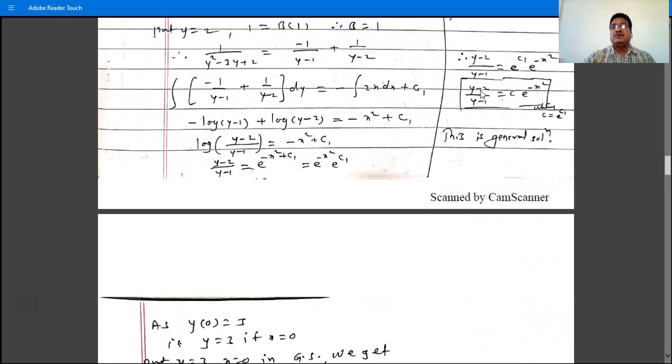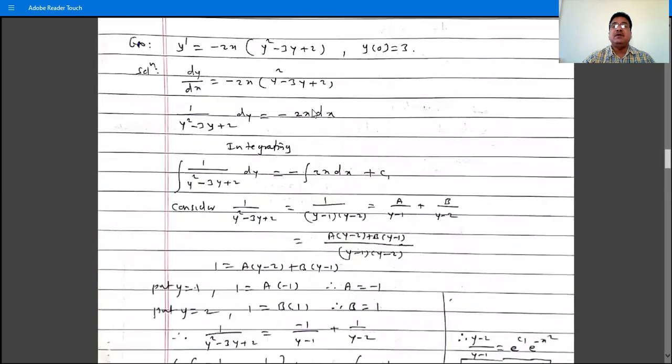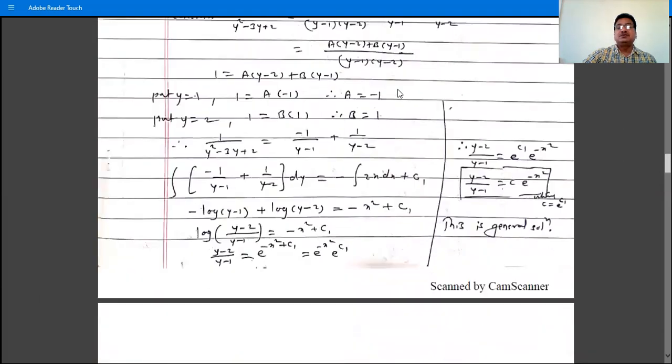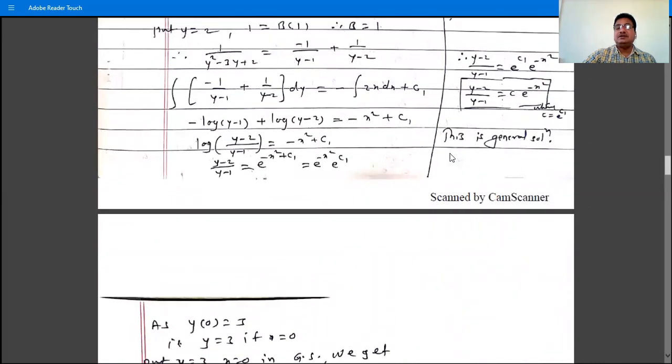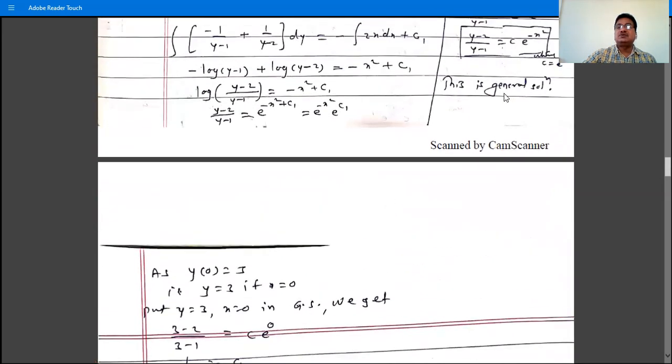So what we have? We have (y minus 2) divided by (y minus 1) is equal to c e raised to minus x square. And this is the general solution of the given differential equation. Now we have to find the particular solution. And what is given? The condition is y(0) is equal to 3. So what is the meaning of y(0) is equal to 3? It means y is 3 if x is 0. So put y is equal to 3 and x is equal to 0 in the general solution. What do we have?